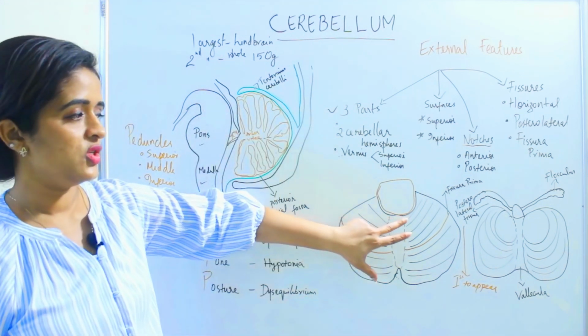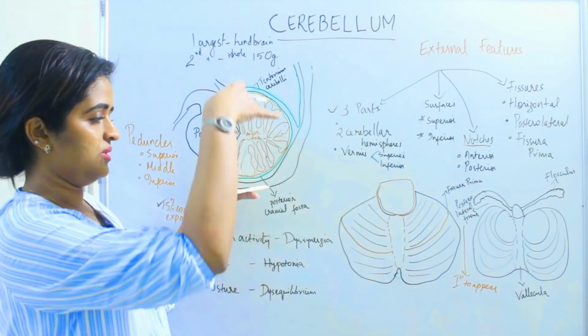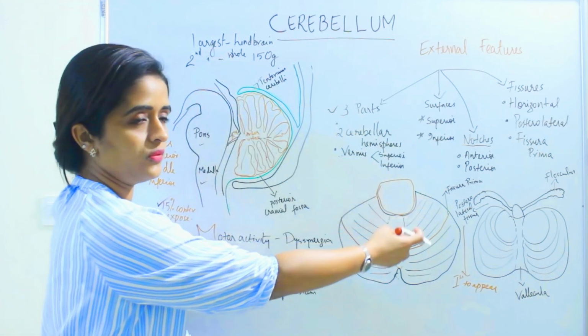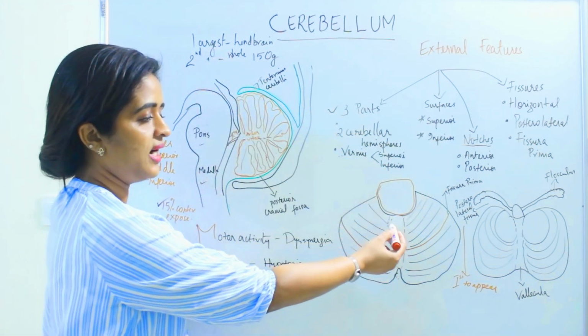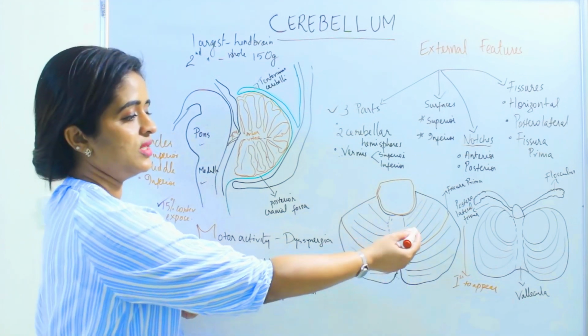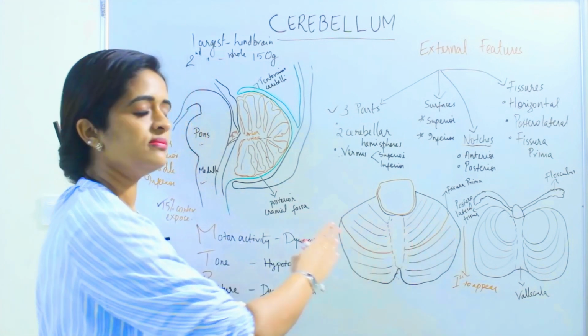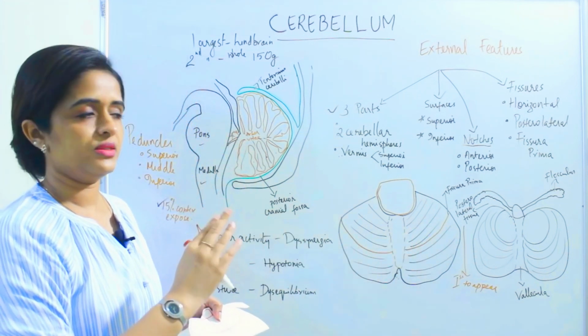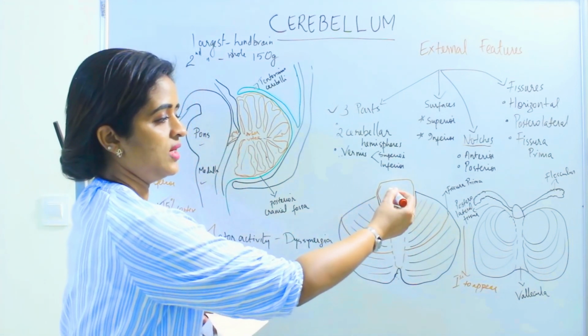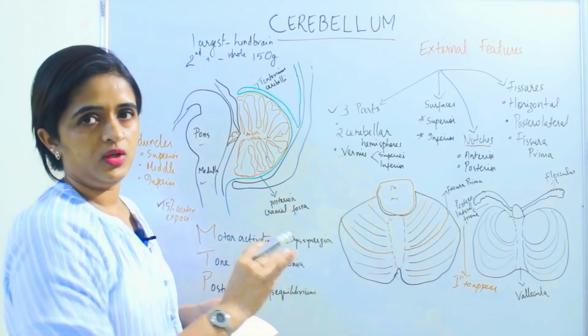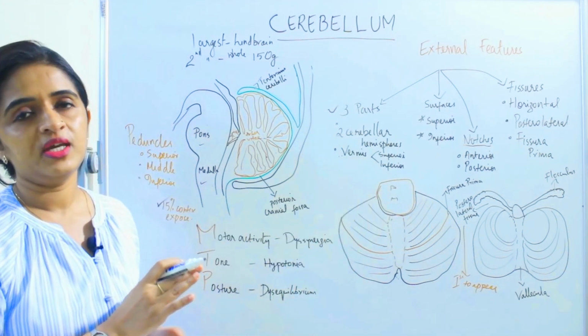So this is a view from the superior surface, the superior aspect. You can see that the vermis is in the middle and the two cerebellar hemispheres on either side, and it is blending with the cerebellar hemispheres. And in the anterior aspect, you can see the pons and medulla, which are the important relations of the cerebellum in the anterior aspect.